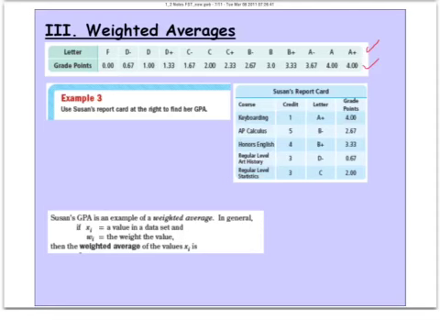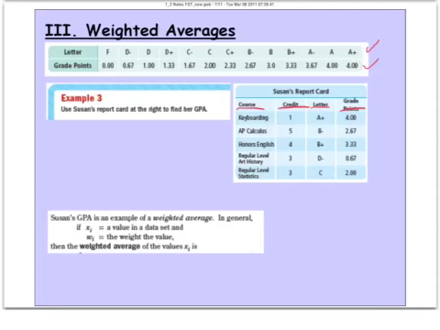We have Susan's report card here. Looks like she is taking 5 different courses. Here's the number of credits per course. You're going to notice keyboarding. She's probably only in keyboarding 1 day a week since it's only 1 credit. In AP Calc, she's in that 5 days a week. Here's the grade she got, and here's the grade point associated with that letter grade. And what they want us to do is use Susan's report card to find her GPA.